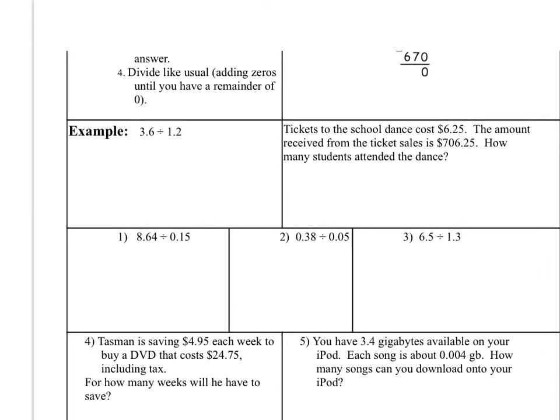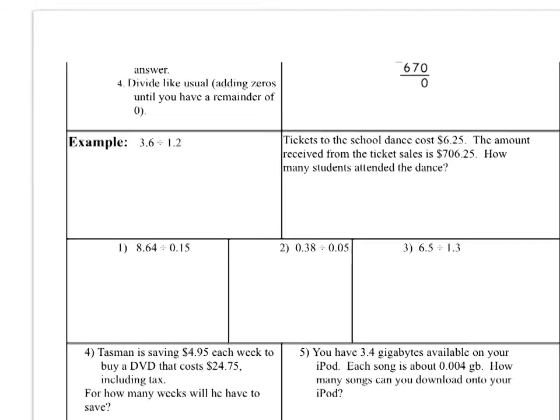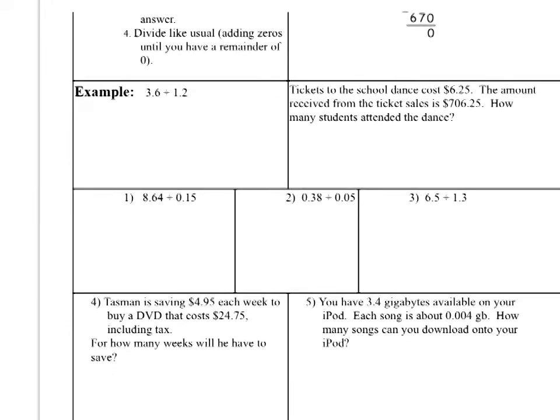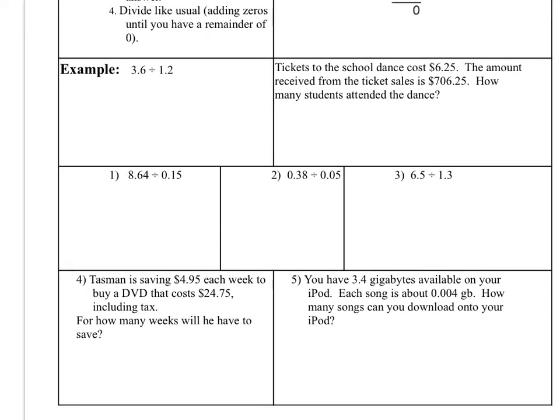So this next part, and then you're going to divide like usual till you have a remainder of 0. So example number 1, 3 and 6 tenths divided by 1 and 2 tenths. So I'm going to put 3 and 6 tenths in my box, and 1 and 2 tenths goes outside.